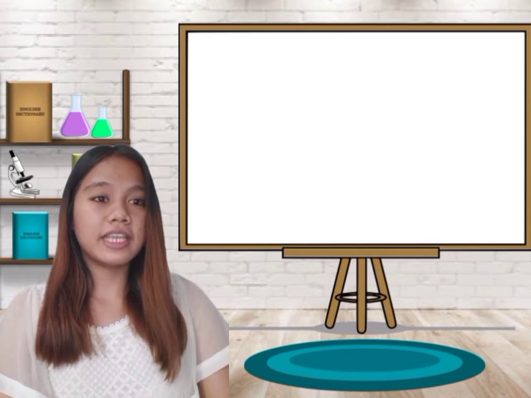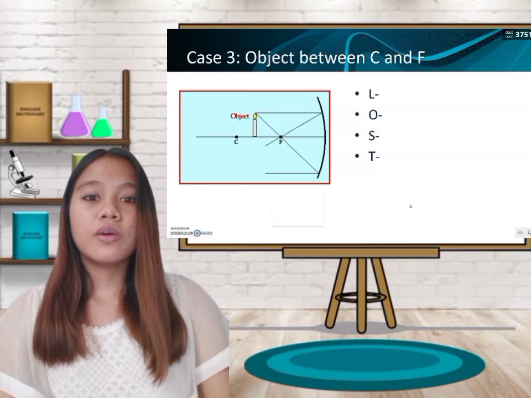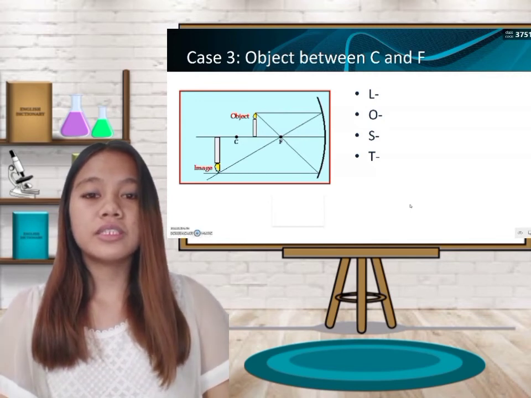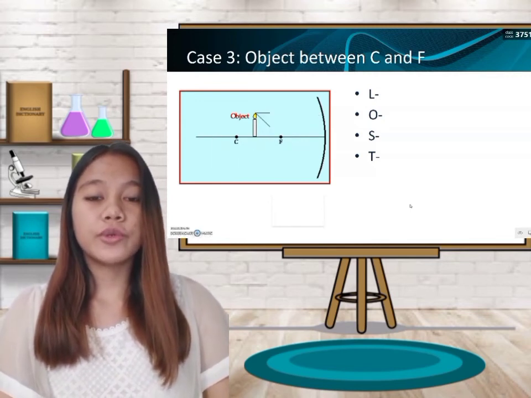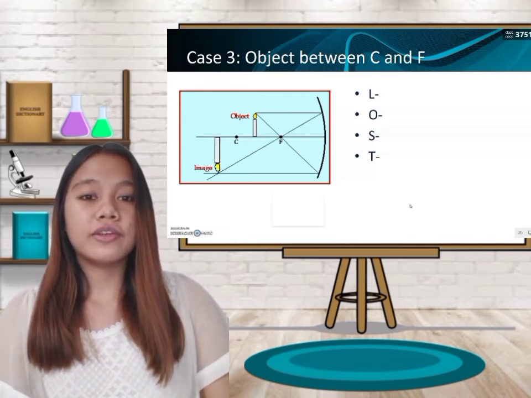Let's have the next case, when the object is between C and F. What do you think will be the images formed? So you can take this slide to answer on your paper.